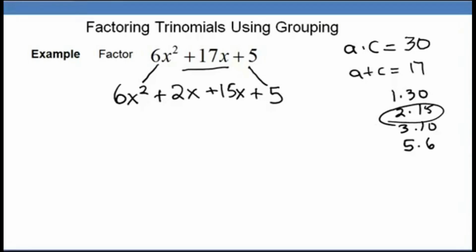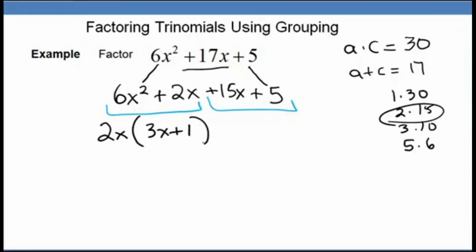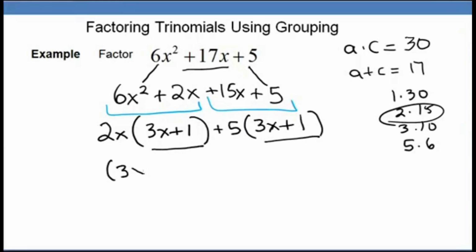We will factor by grouping. First group, we have a GCF there of 2x. And that leaves 3x plus 1. In the second group, we have a 5. And that leaves 3x plus 1. And we did get a common binomial. So we'll take out the 3x plus 1. It is now our GCF. And to get back to the line above, we're missing 2x plus 5.